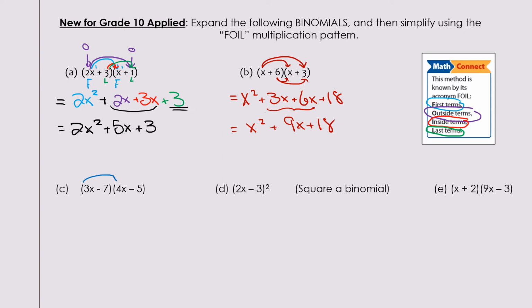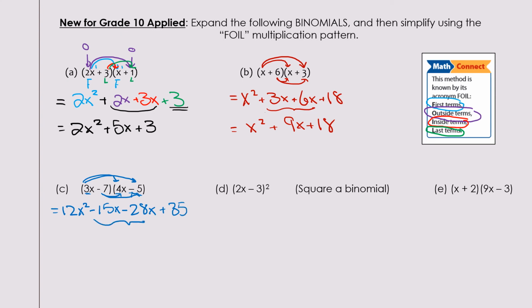So first, 3x times 4x is numbers times numbers, right? So that's a 12. X times x is x squared. Now 3x times negative 5, numbers times numbers, and this is a negative 5. So it's going to be negative 15 and then the single x. Now the inside terms, this is a negative 7 times 4. Negative 7 times 4, that's going to be minus 28x. And then negative 7 times negative 5, that'll be a positive 35.